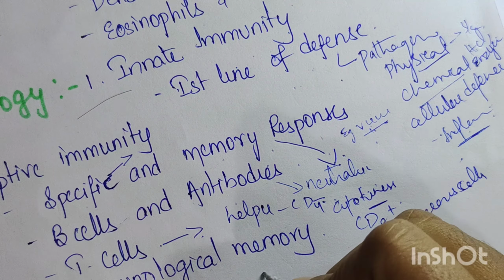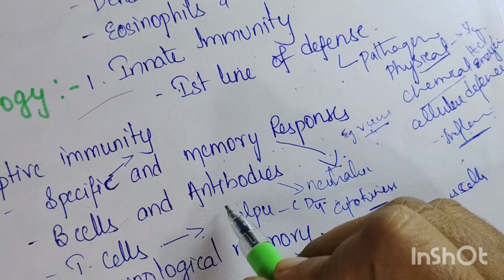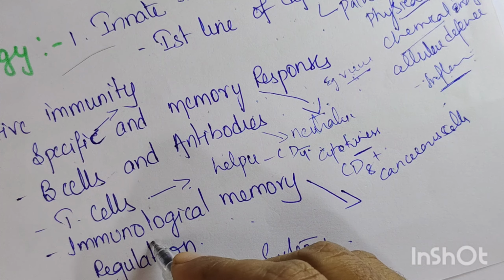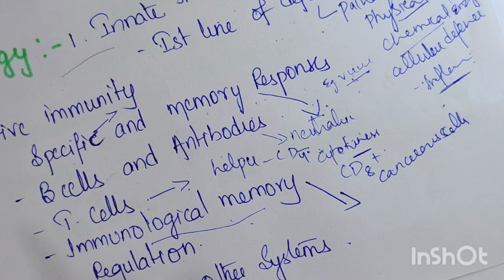So in this, after an infection, okay, memory B cells and T cells, okay, will persist in the body, ready to respond more rapidly and effectively if the same pathogen is encountered again. That is called the immunological memory, okay.